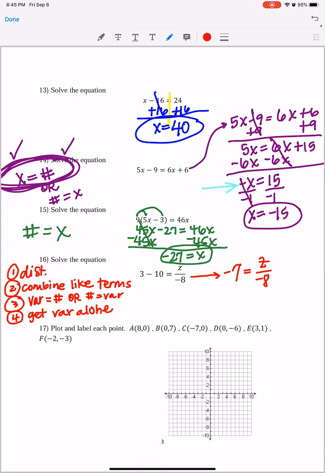So get z by itself. What's going on between z and my negative 8? Well, this bar right here means to divide. The opposite of divide is to multiply. So whatever I do to one side of the equation, we also have to do to the other side. My negative 8's cancel. Negative 8 times negative 7 is a positive 56. And so we get 56 equals z.